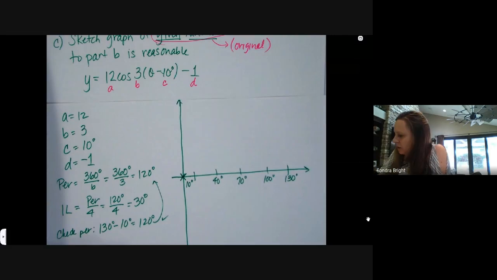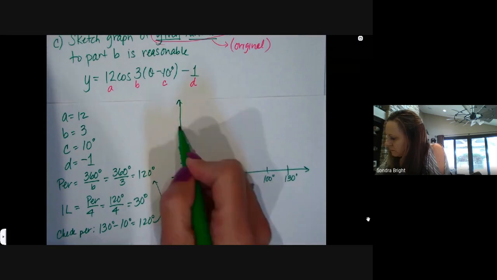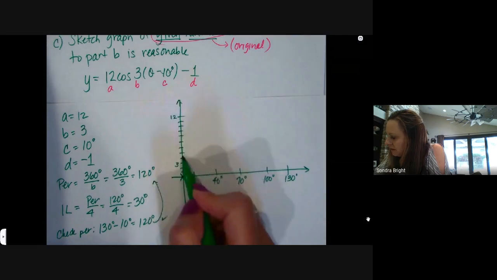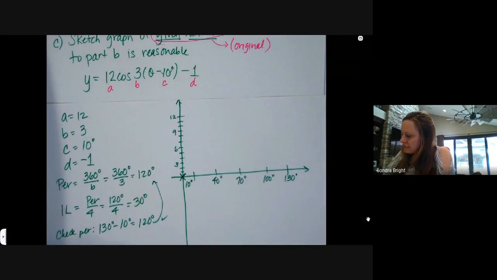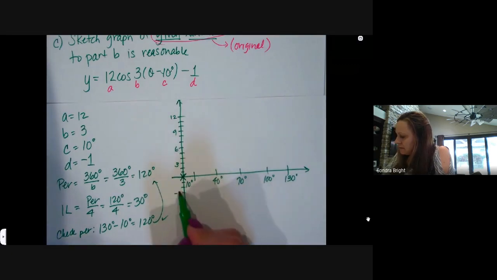I need 12 units up. All right, so let's go 1, 2, 3, 4, 5, 6, 7, 8, 9, 10, 11, 12. Just labeling a few more just for reference. You need to go down the same amount. 1, 2, 3, 4, 5, 6, 7, 8, 9, 10, 11, 12.